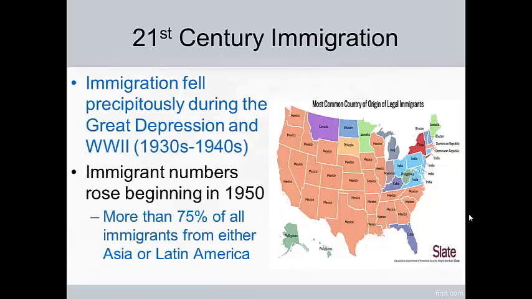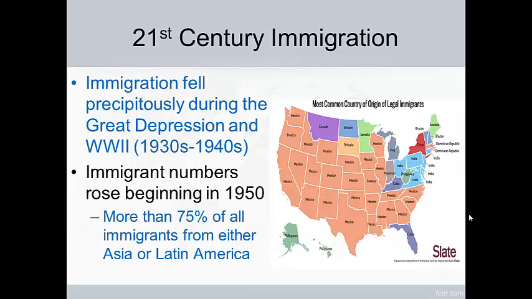Let's keep going. Here's our current century immigration, 21st century immigration. Now, this period includes the Great Depression and World War II, where obviously immigration fell a lot. The reason is that a lot of people leave a country for economic reasons, so they're not going to go to another country where the economy is just as poor. Yet, we still have immigrants flocking into our country during this time period, because it wasn't as bad in our country as somewhere else.